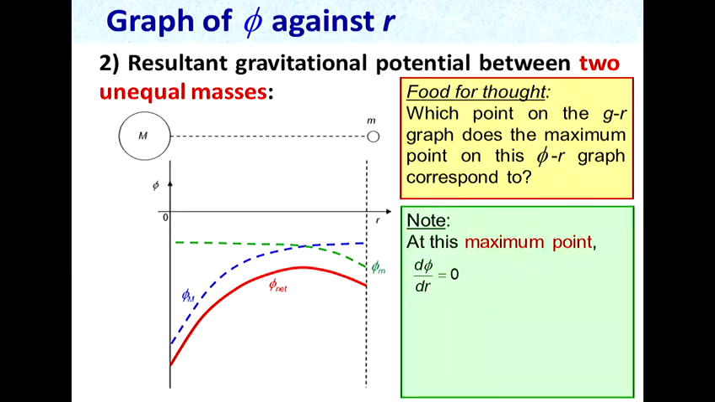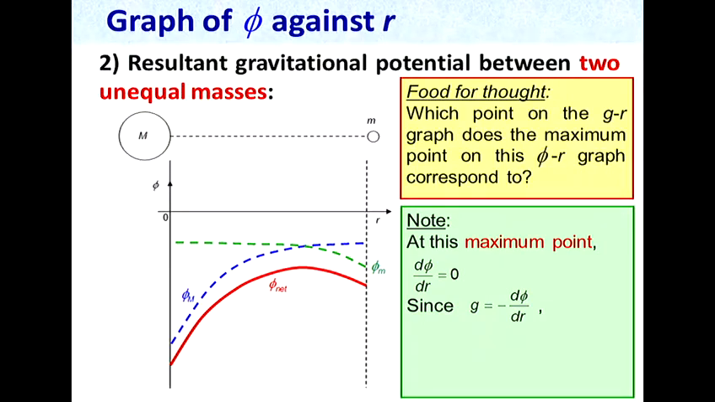Okay, at this maximum point, the gradient is 0, right? The gradient of this graph is d phi dr. Do you remember how G is related to d phi dr? We talked about it earlier in the lecture. G is minus d phi dr, right? The negative of the gradient of this graph is equal to the value of the gravitational field strength.